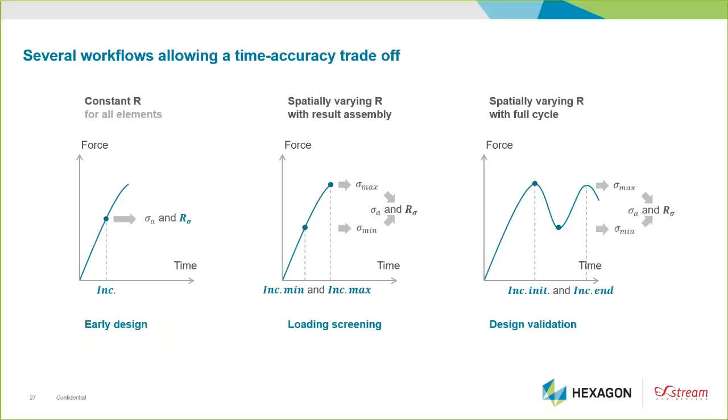So it's better, I would say, for early design. And when you go toward the right, you see that it's maybe more for validation because you really have a good description of your load cycle, but then you only look at one cycle over the simulation. While if you go for this intermediate result assembly workflow, you can look at different load cycles, and therefore you can perform a load screening to identify what is the worst scenario for your part depending on many load cases.